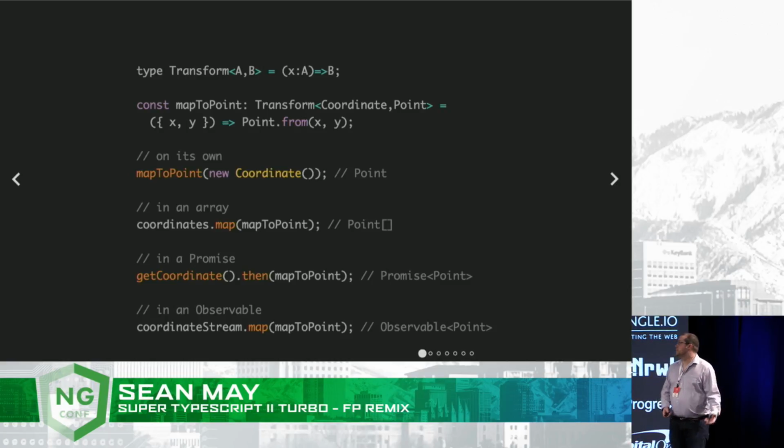That's a map, right? I can take an array of coordinates and map to point over them, and I get an array of points. I can take a promise and then it over map to point and get a promise of a point back. I can take some stream, observable stream, and map to point over it and get an observable of points back. Right? TypeScript, again, will remember all of those types and keep you safe.